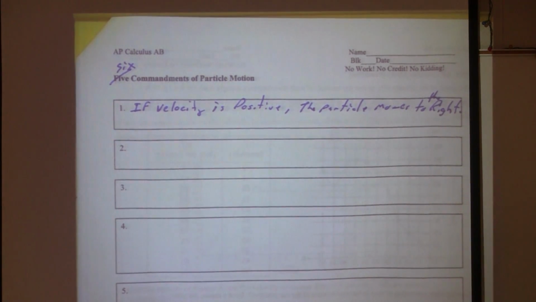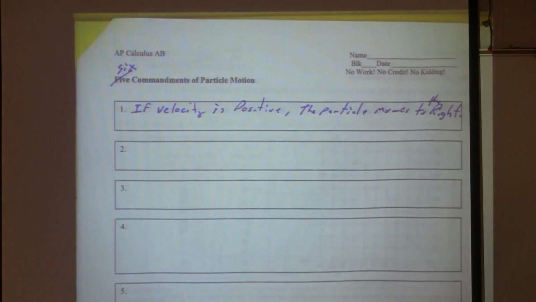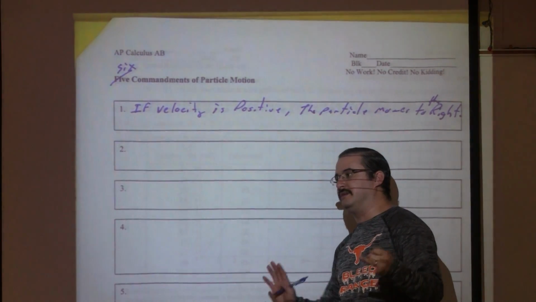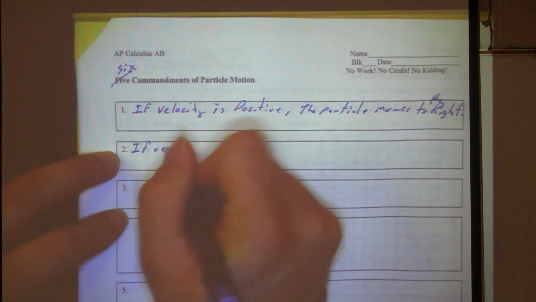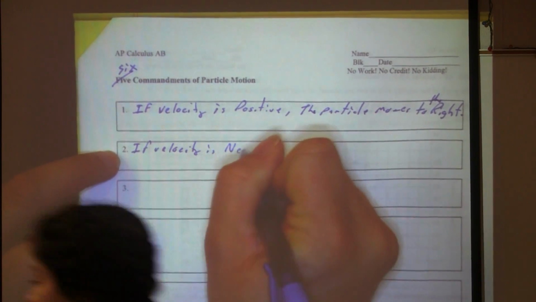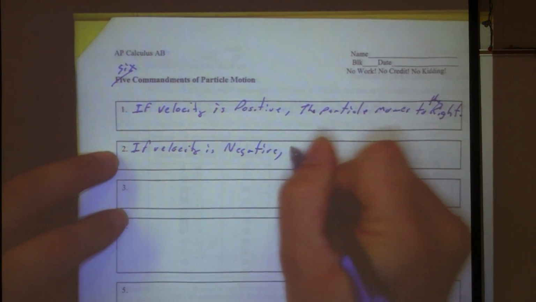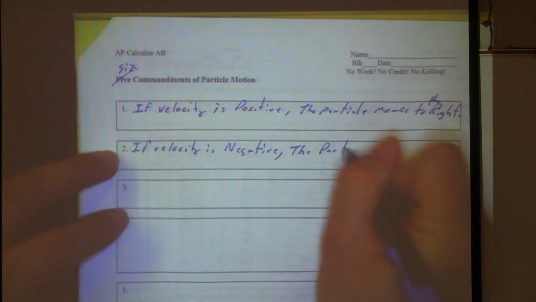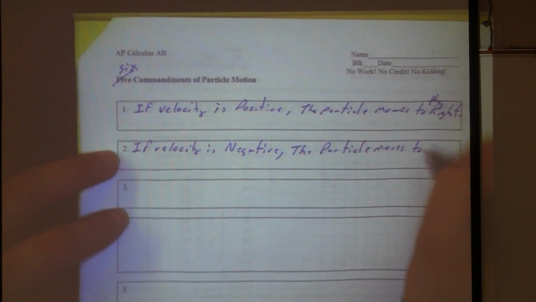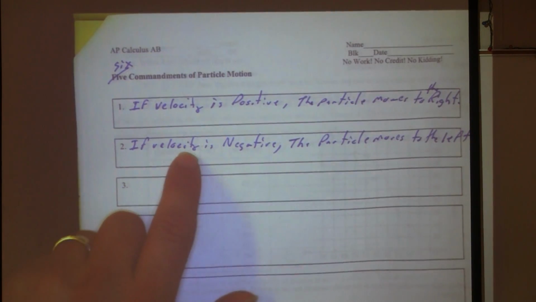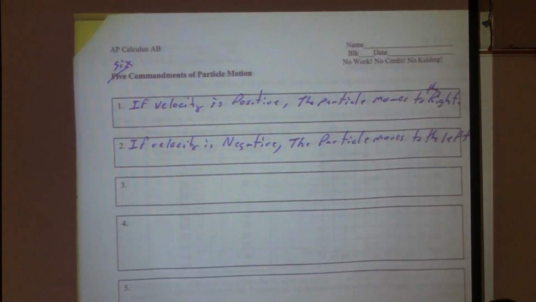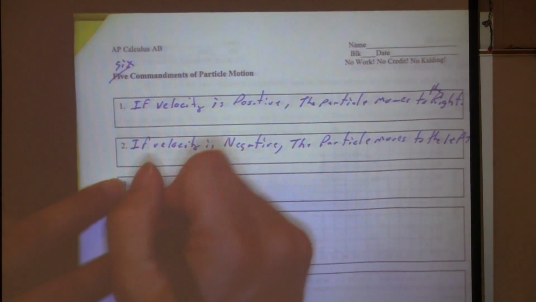In order to find all those, you have to know the velocity. They might give you the velocity graph, the original function, or the original function's graph. Depending on what they give you is what you need to do. What's the second one? If velocity is negative, what do we know about the particle's position? The particle moves to the left. So here the first derivative of the position would have to be positive, and here negative.